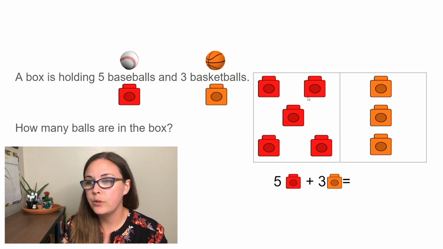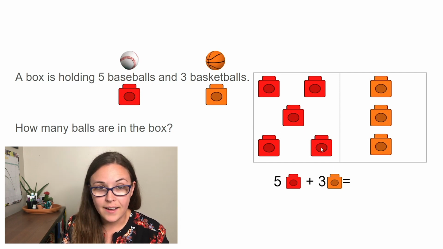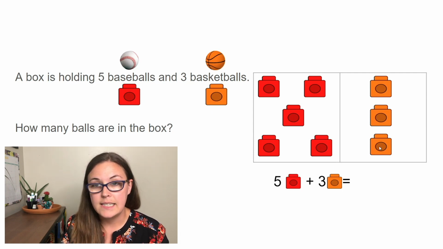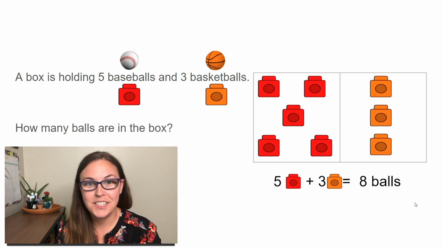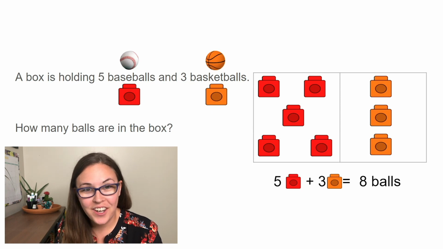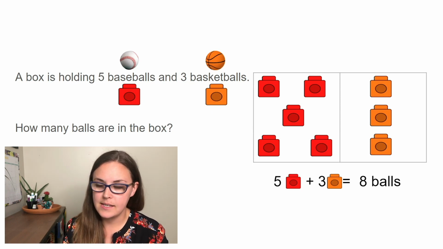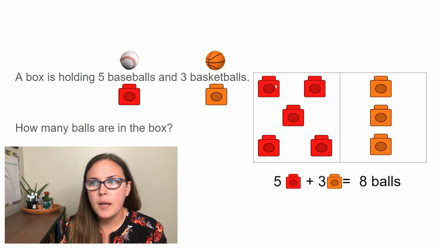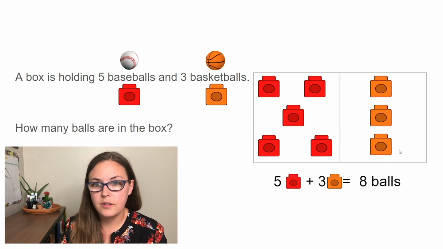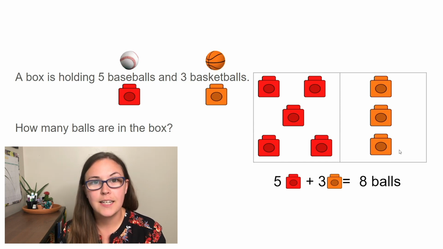1, 2, 3, 4, 5, 6, 7, 8. There are 8 balls in the box. Did you get it correct? Great job. Now you might be thinking, Miss B, my part whole map is backwards. I put the 3 basketballs on the left and the 5 baseballs on the right. That's okay. As long as your model matches your addition sentence, that's what matters most.